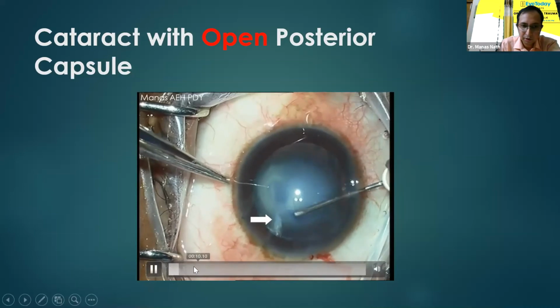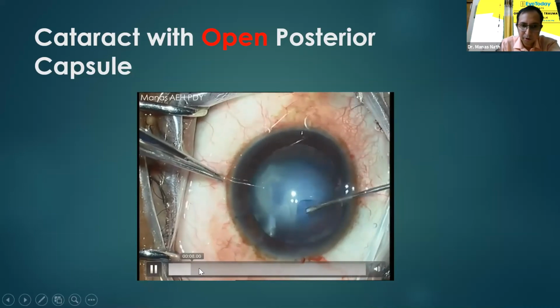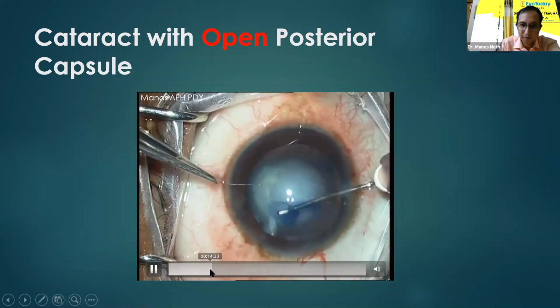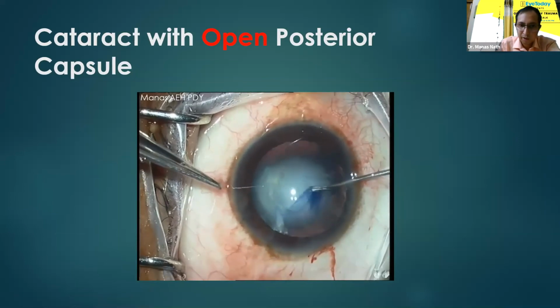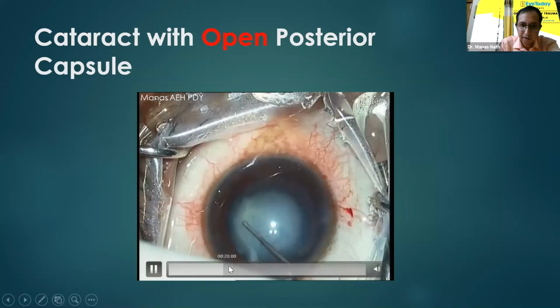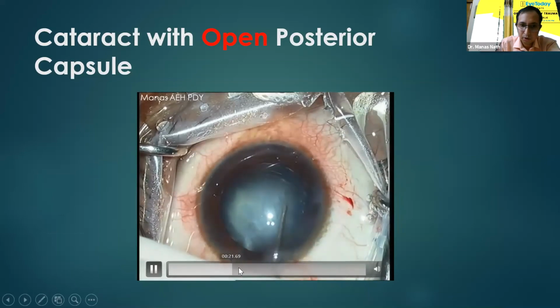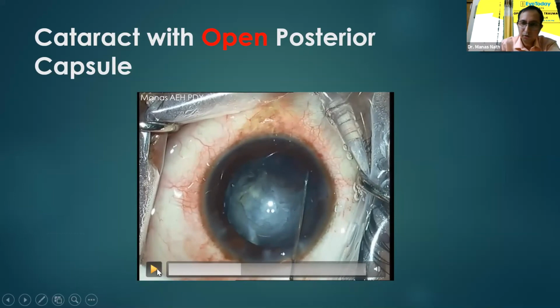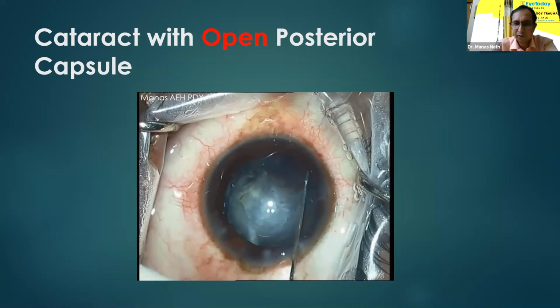Capsular rhexis will be routine. Once the capsular rhexis is done, I'll avoid doing hydrodissection. I'll do hydrodelineation, and I'll do viscodissection. I'm inserting dispersive viscoelastic just to have a protective cushion over the posterior capsular opening.